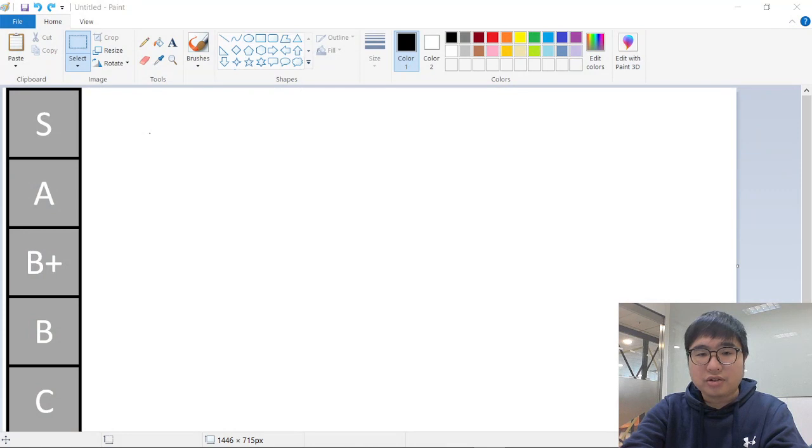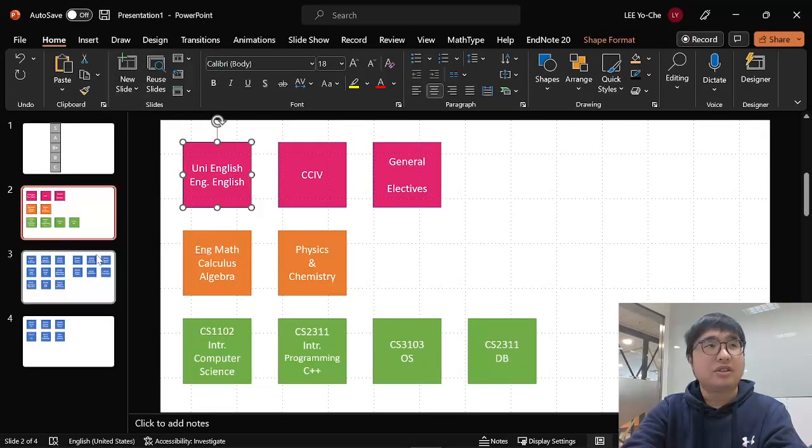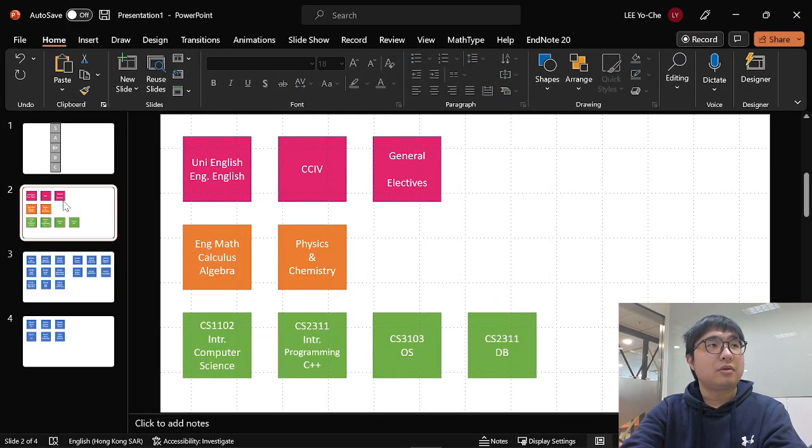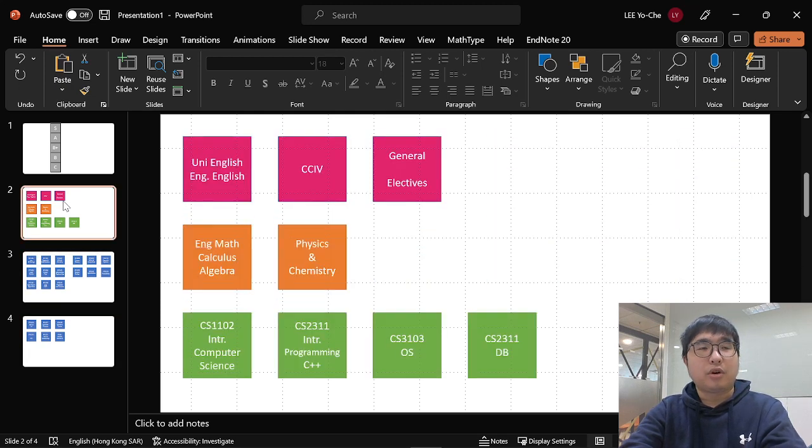So I tried to use the tier list thing that people use, but I thought it's a bit difficult to set them up. So what I figured out is I can use Microsoft Paint and I can use PowerPoint to set up some blocks with the courses that I took throughout the years. Yep. So they're categorized into different colors.